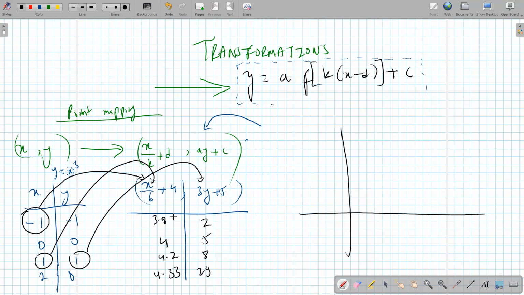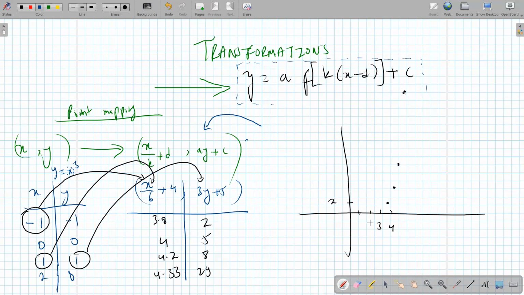So our final transformed function, again, this is not precise, but 3.8 and 2 would be somewhere there. 4 and 5 would be somewhere there. 4.2 and 8 is going to be somewhere there. And then 4.33 and 29 is going to be somewhere there, like that.